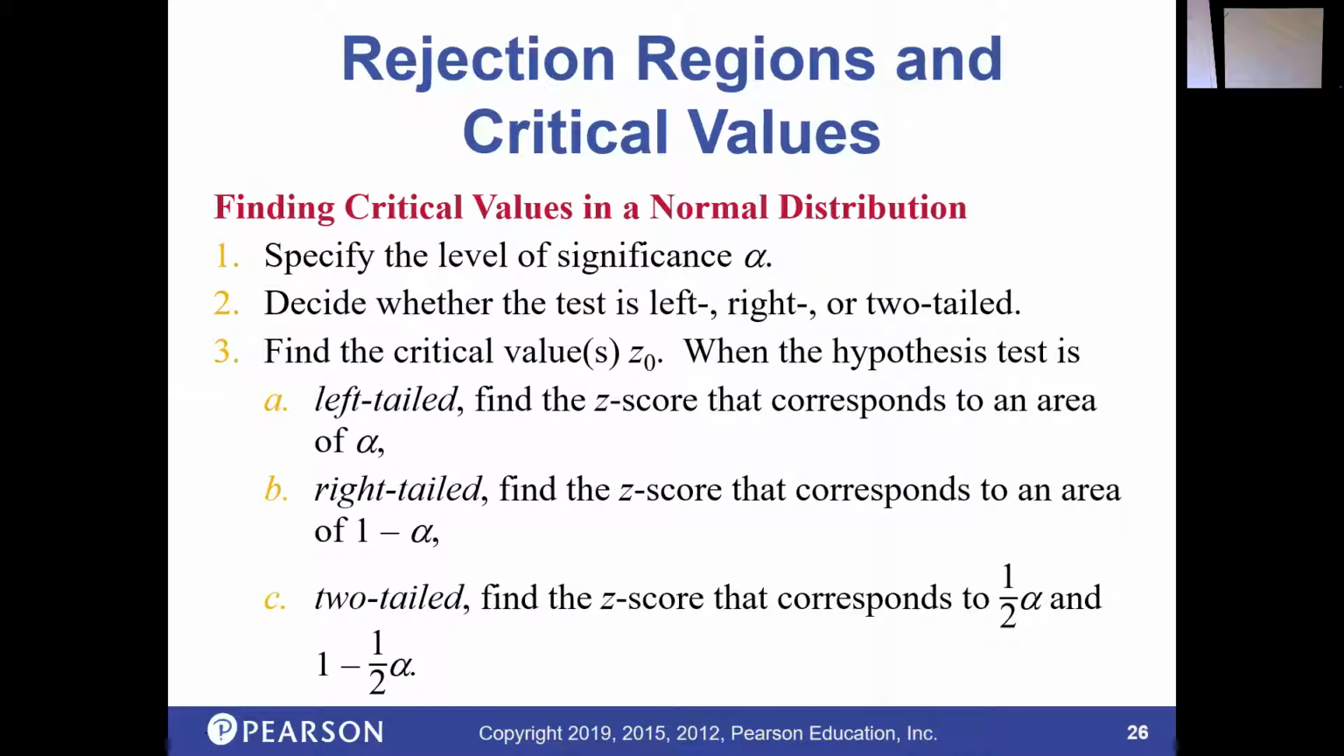We use the alpha value to represent an area in the tails. Now, these descriptions here are a little convoluted. Alpha is the area if it's left-tailed. If it's right-tailed, we need to do 1 minus. And if it's two-tailed, we have to split it 2 ways. These formulas are cumbersome. I think if you draw a picture, it's much more intuitive.